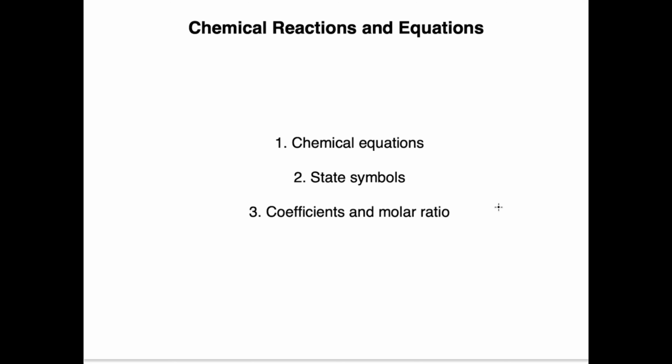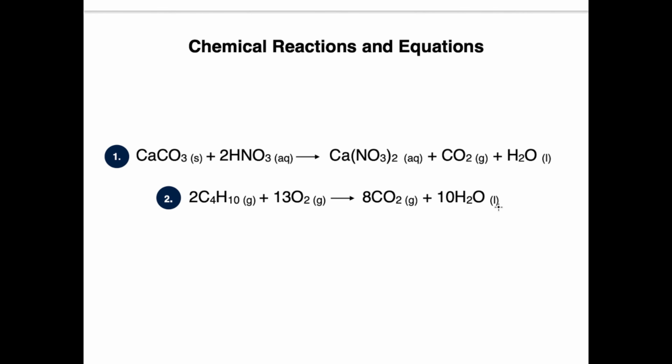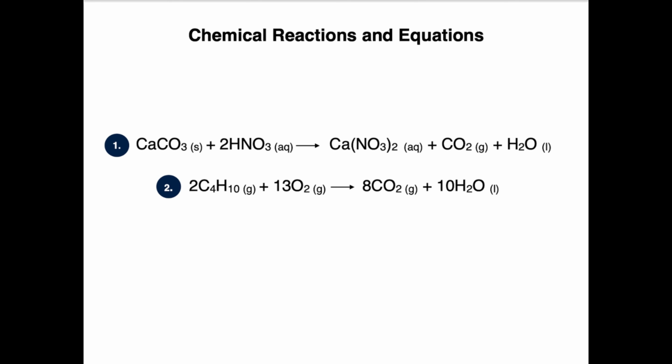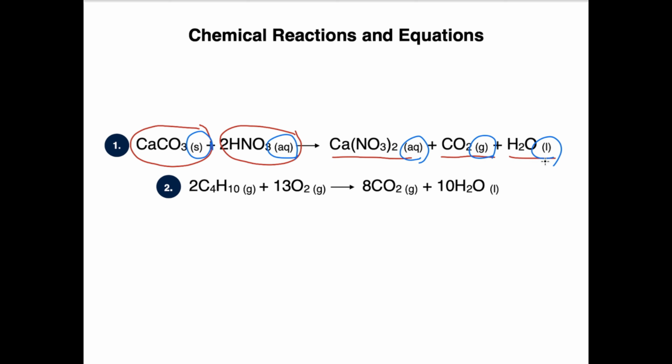Now I'm going to briefly explain how chemical equations are written and how state symbols, coefficients, and molar ratios take part in this. Here you can see 2 chemical equations. The first equation shows the reaction of solid calcium carbonate reacting with aqueous nitric acid to form aqueous calcium nitrate, gaseous carbon dioxide, and liquid water. The state symbols, which are written in the right-hand corner of each substance, show what state the substances are in.